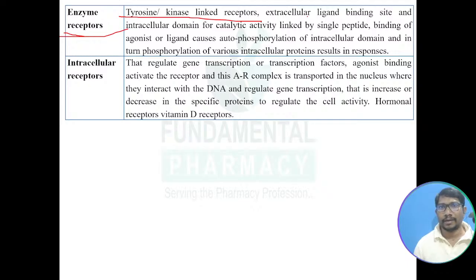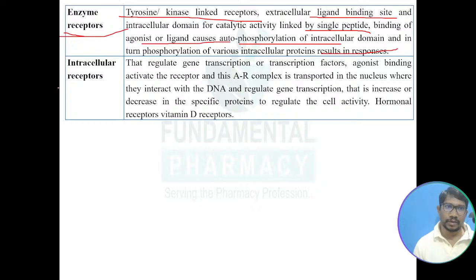They have an extracellular ligand binding site. This kind of receptor, the enzyme receptor, has two sides: an extracellular ligand binding site and an intracellular domain for catalytic activity. The intracellular and extracellular domains are linked by a single peptide. Binding of agonist or ligand to the type 3 receptor causes autophosphorylation of the intracellular domain and intense phosphorylation of various intracellular enzymes and proteins, which produces the response.